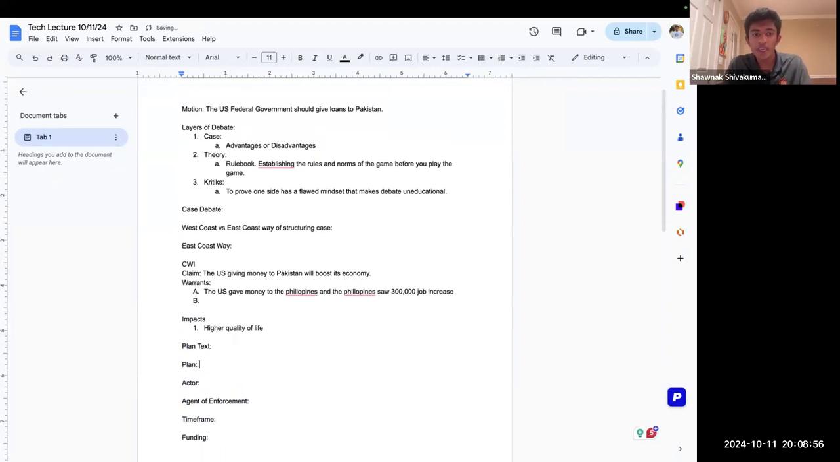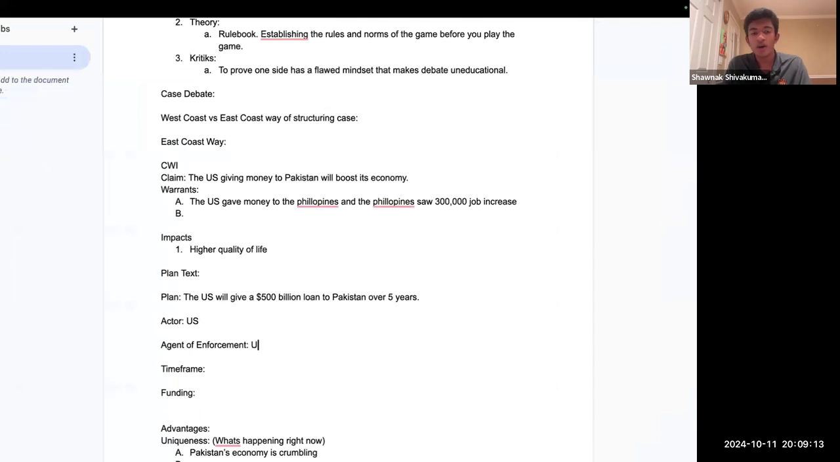So the plan usually will be: the US will give a $500 billion loan to Pakistan over 5 years. So something a little specific. The actor is the person doing the action, so it's the US. The agent of enforcement will be, let's say, also the US. The time frame will be right now. And the funding is going to be 500 billion. Effectively, this is called a plan text.